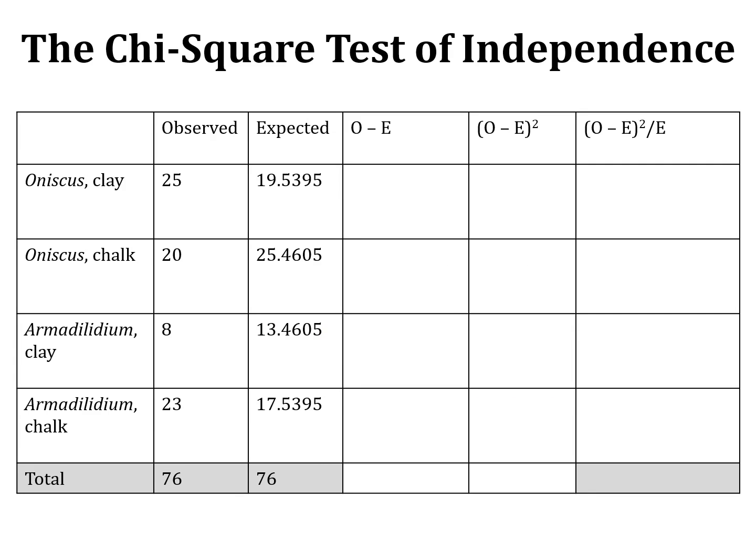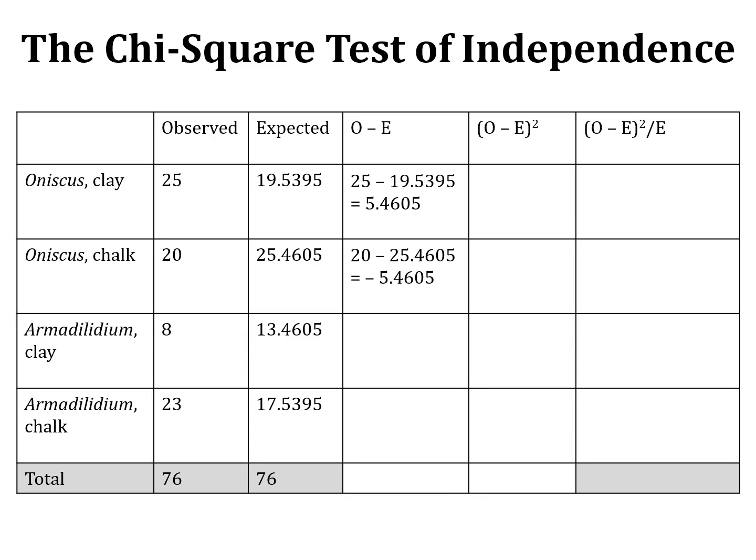Now the calculation for the chi-square value. We have calculated our expected frequencies, and we can see that the sum of our observed frequencies and the expected frequencies is the same. Now what is the next step? We have to take the difference between the observed and expected frequency for each of these observations. So the first observation is 25, which is Oniscus in clay soil. So 25 minus its expected frequency, 19.5395, and the answer is 5.4605. Then 20 minus 25.4605, where 20 is the observed frequency for Oniscus chalk and the expected frequency is 25.4605, and the answer is minus 5.4605.